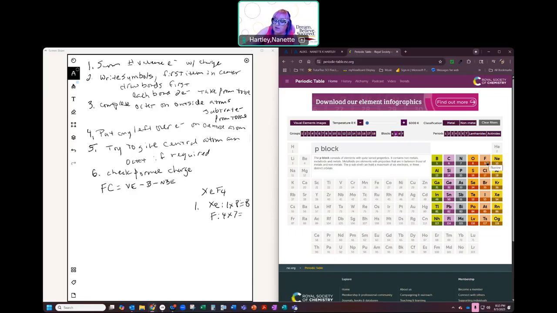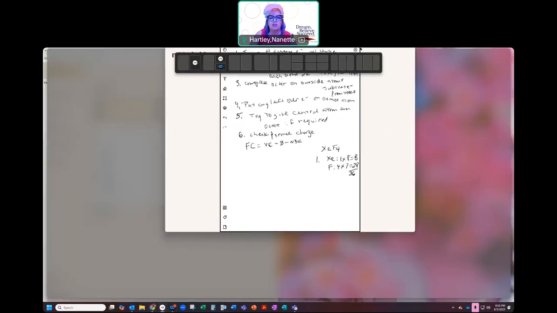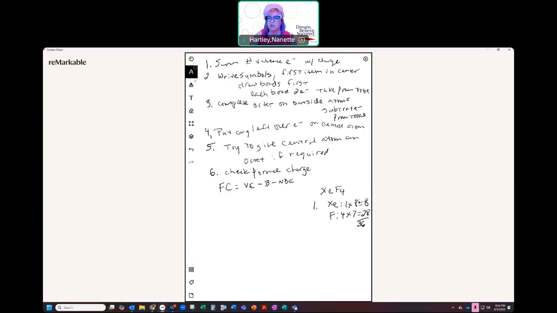So 4 times 7 is 28. And that means I have a total of 36 electrons that I have brought from these components in this particular molecule. Okay, so that's what I have from those. Now I can make this small. It can go away. And I know how many valence electrons I have brought from each of these components because I wrote them right here.